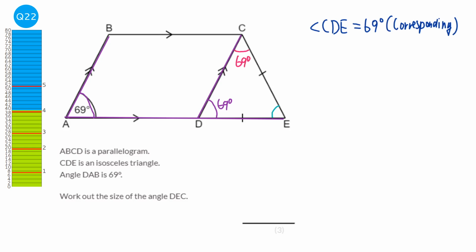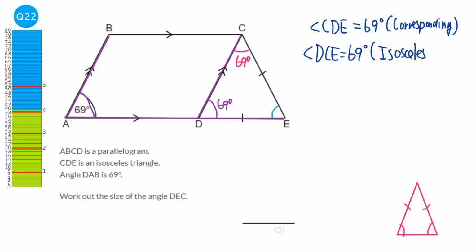69 because they're the bottom two angles in a triangle. Now, when I say that, I mean when an isosceles triangle is the right way up, the bottom two angles are equal. So they're the bottom two angles in an isosceles, although the isosceles is on its side here. And we need to write that down, so it would be angle DCE equals 69 degrees. And this time it's because it's an isosceles triangle.